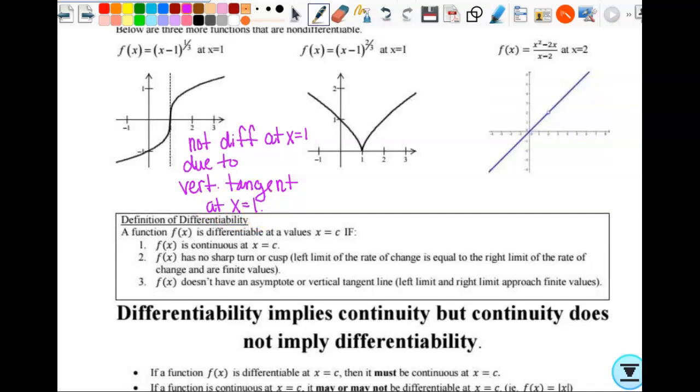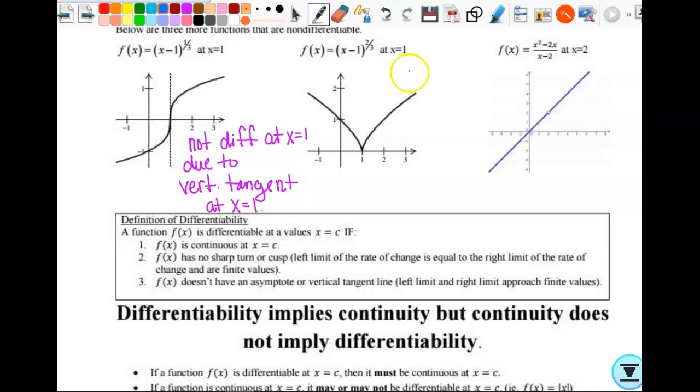Okay, we good with that? All right. What about this next one? Is it differentiable at x equals 1? Is it differentiable at x equals 2? Yes, but not at x equals 1. So it's not that the function overall isn't, it's at a point.